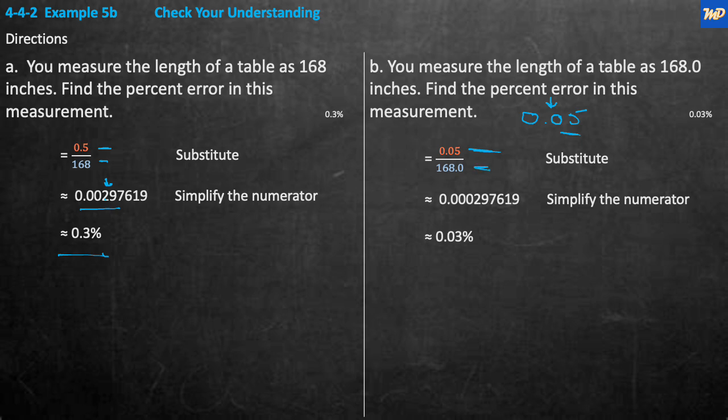Since it was 0, you don't even need to add the 0, but we do for consistency. So then when you substitute, you're going to get 0.000297619. And again, the 2 is going to round up to a 3. And when you multiply by 100, you're going to get the decimal place moving from here to here to here. So you're going to get 0.03%.